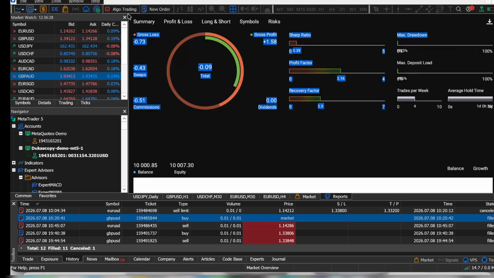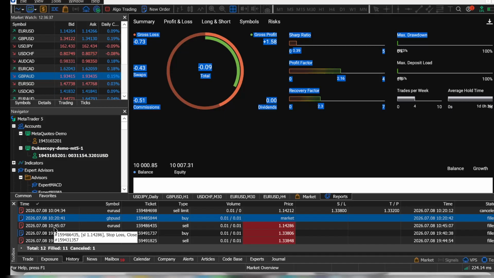Begin by opening up your MetaTrader 5 platform. Once it's up and running, direct your attention to the bottom of the interface where you'll find the Toolbox panel. This panel is your command center for various aspects of your trading account. If it's not already visible, you can easily access it by going to the View menu and selecting Toolbox, or simply pressing Ctrl+T on your keyboard.